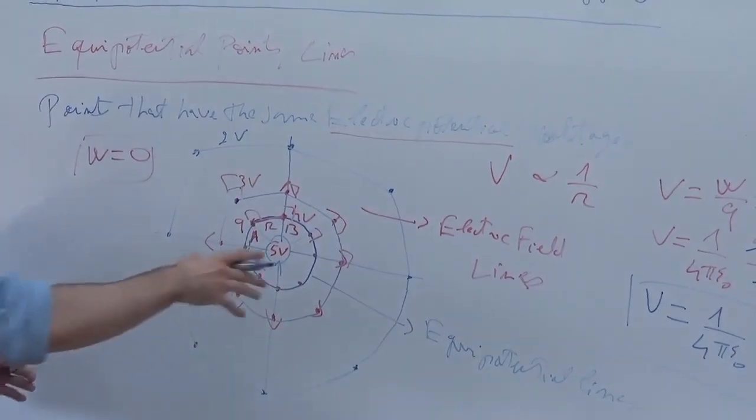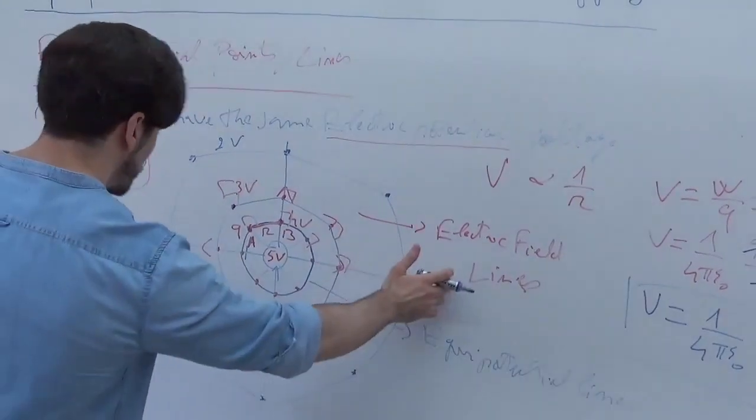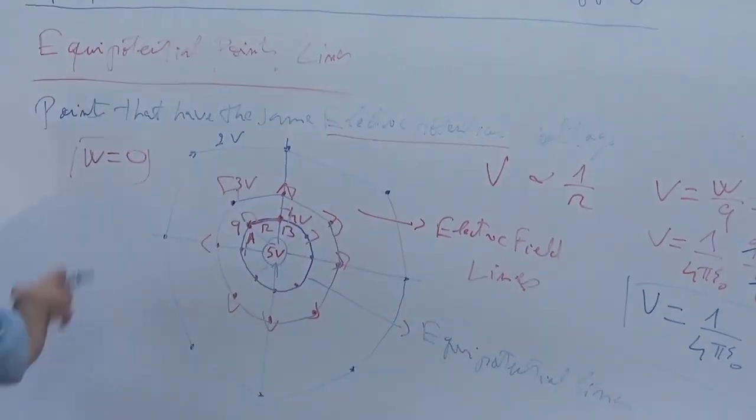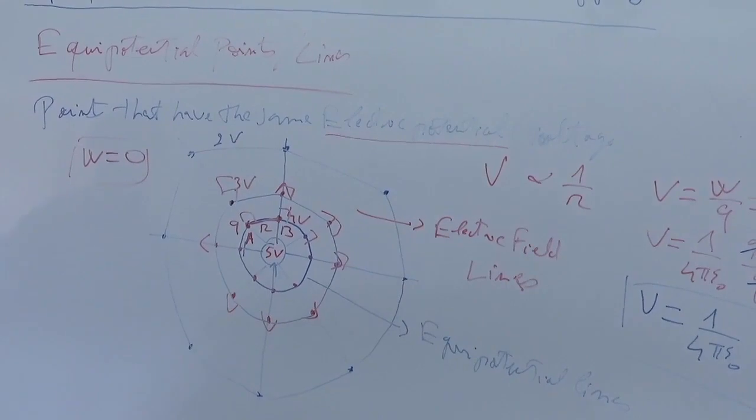Now let's try and prove these two properties over here: the fact that the electric field lines and the equipotential lines are perpendicular, and the fact that the work is actually zero.